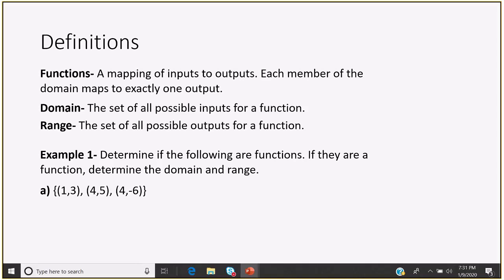Well, if I look at it, I have 2 repeating inputs. I have 2 4s, and one of them goes to 5, and one of them goes to -6, which I'm not allowed to do by the definition of a function, so that is not a function.